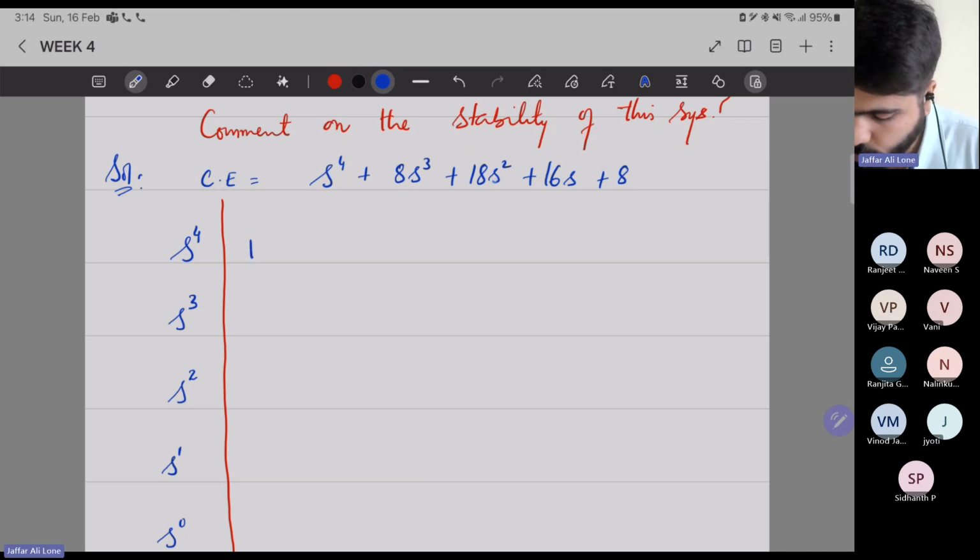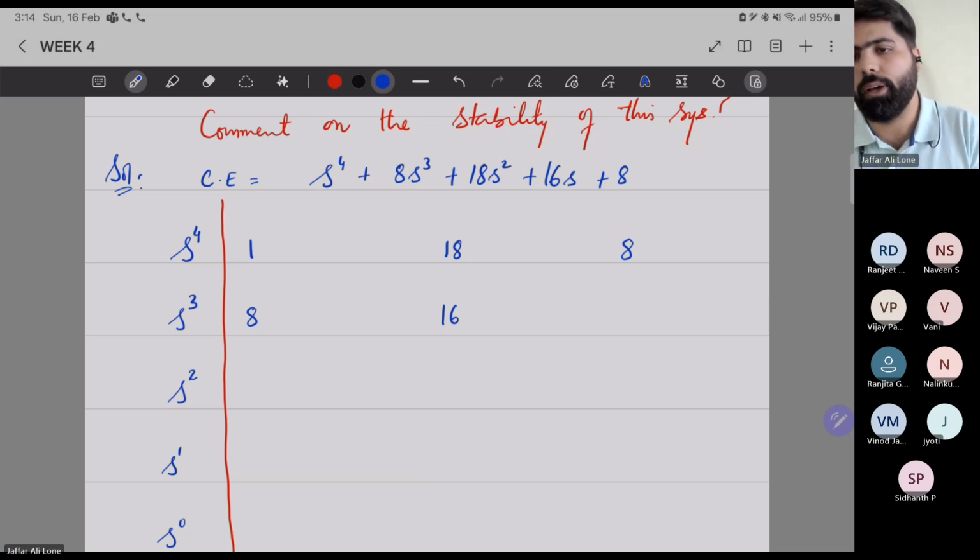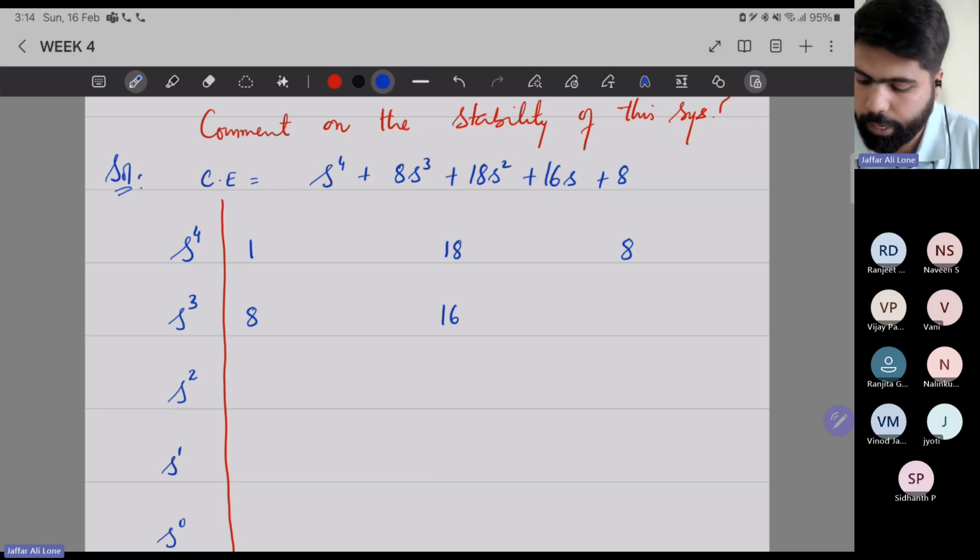What is the coefficient of s square? Even coefficients, I'm saying. s square, it's 18. The next even coefficient is 8, for s^0. Correct? Similarly, for s^3, you have to write odd coefficients. So I'll write 8, that's the coefficient of s cube, and 16 is the coefficient of s. And since there is nothing here, you can just leave it blank or write 0. For the time being, let's leave it blank.